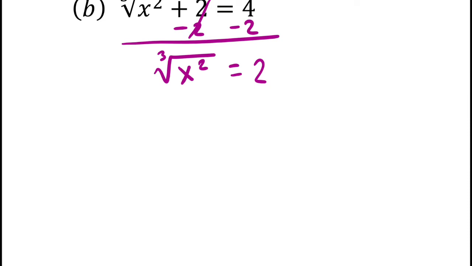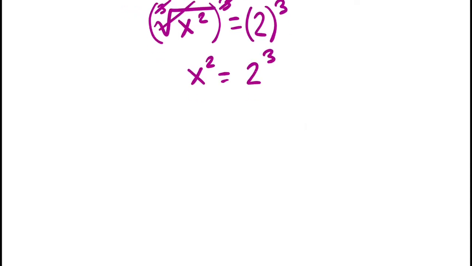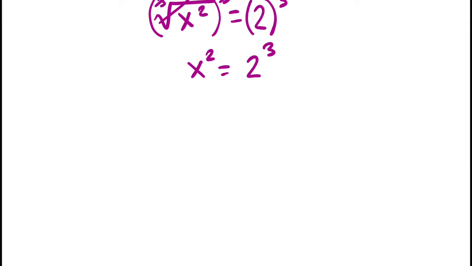Alright, so if we want to get rid of the cube root here, well, we're going to have to do the cube operation. So the cube operation is the opposite of that, and that gets rid of the cube root. So now we got x squared by itself equals 2 to the third power. Now we can go ahead and take the square root of both sides because we got an x squared here, right? So we're going to go ahead and take the square root of both sides.